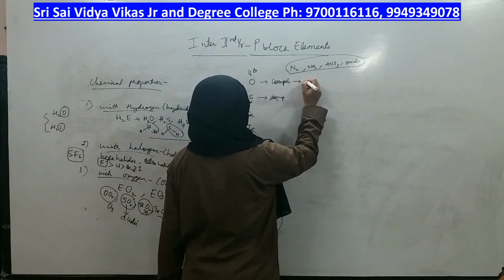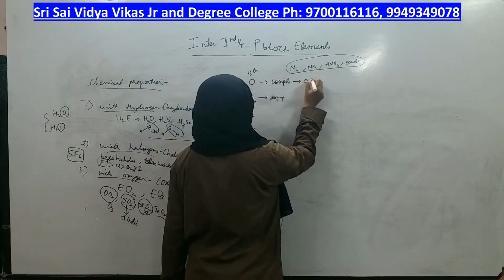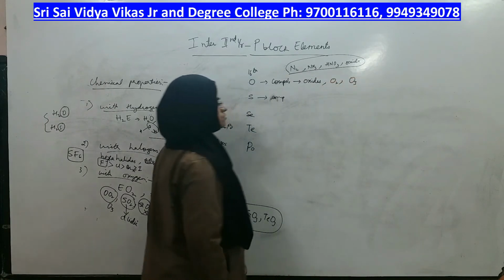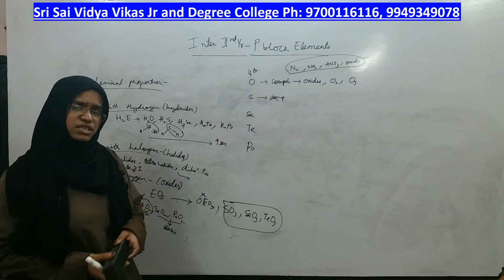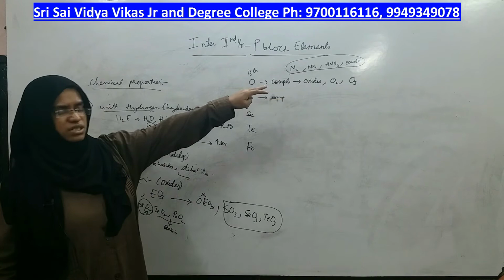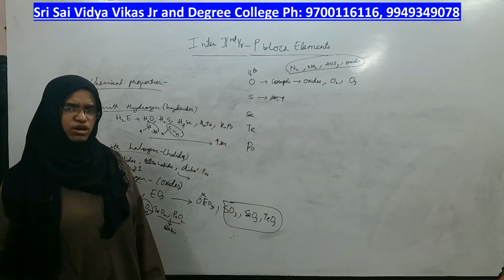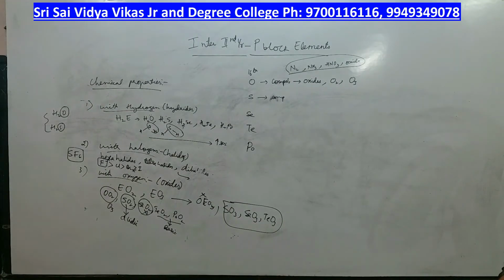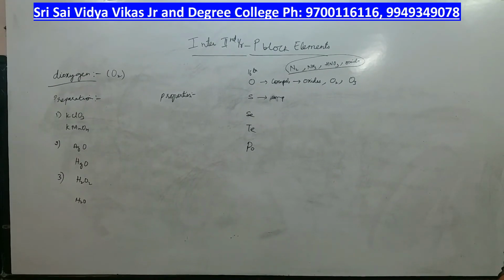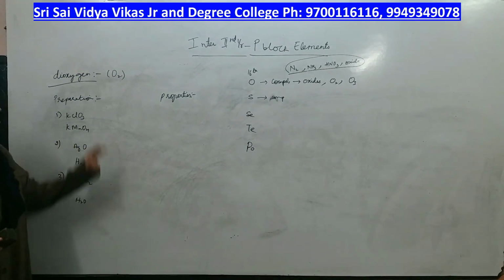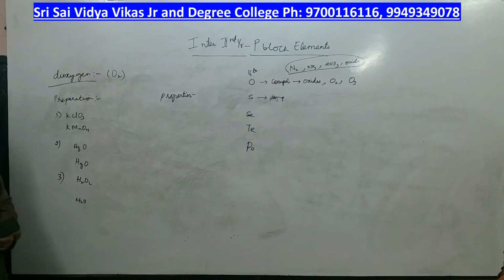What are the compounds? Oxides, dioxygen, ozone. We will study three compounds of oxygen. One is oxide, other is dioxygen, other is ozone or trioxygen. Okay. Coming to the first compound of oxygen, dioxygen. What is the formula of dioxygen? O2. How can you prepare O2 gas?